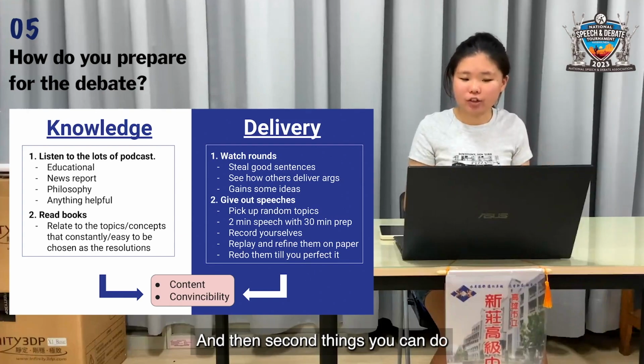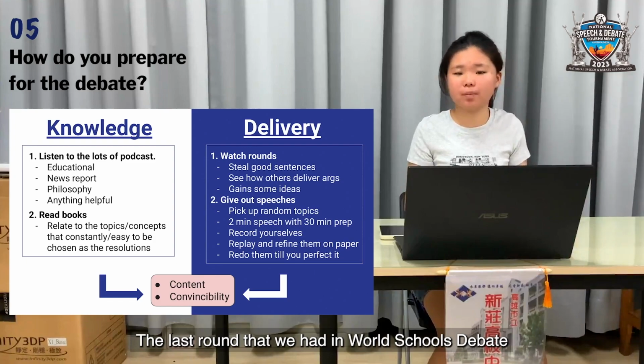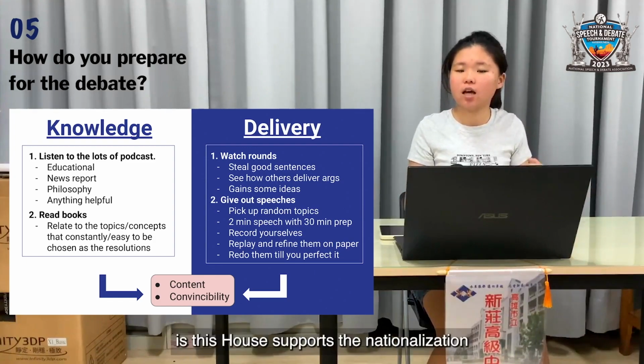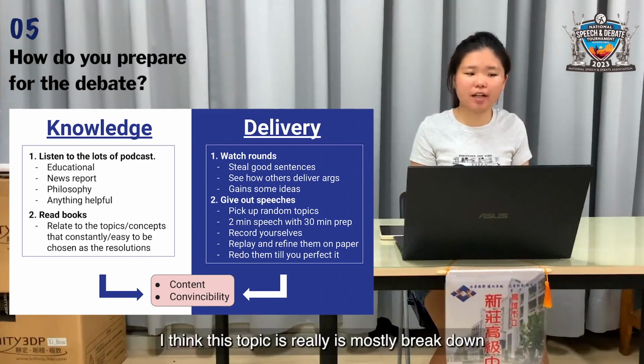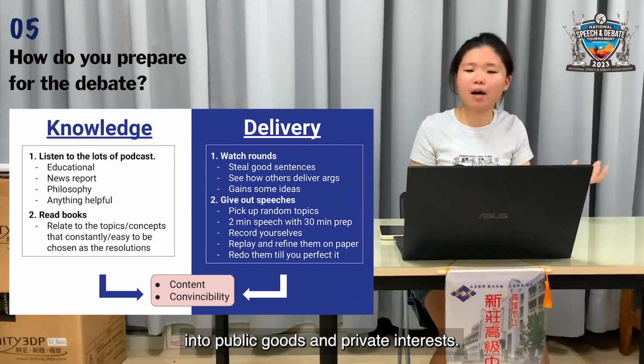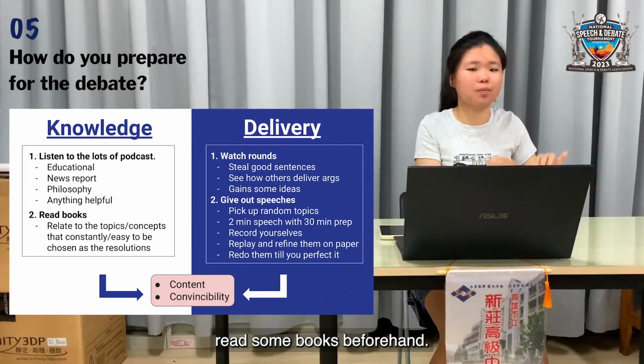The second thing you can do is to read some books. The last round we had in World Schools Debate, the motion was: this House supports the nationalization of the resource sector. I think this topic mostly breaks down into public good and private interest. You can read some books before then.